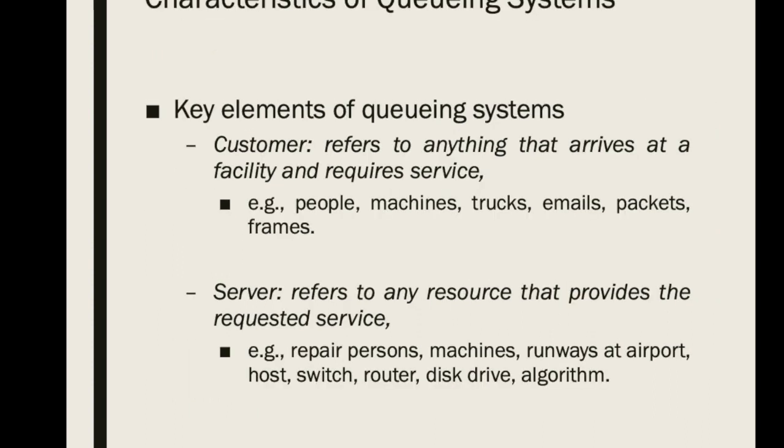Characteristics of a queuing system: the most important thing is that in a queuing system there are two most important elements. The first thing is the customer. A customer refers to anything that arrives at a facility and requires service. Examples may be people, machines, trucks, emails, packets, frames, and so on. And a server refers to any resource that provides the requested service, like a repair person, machines, runways at an airport, host, switch, router, disk drive, algorithms, and so on.